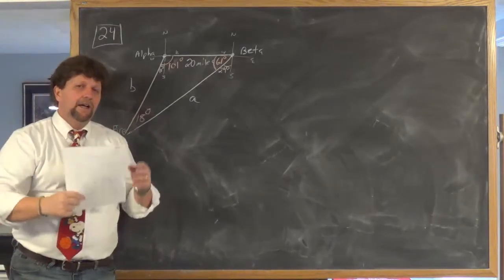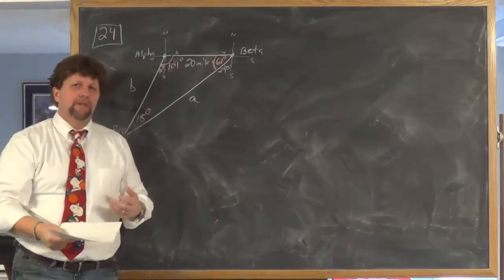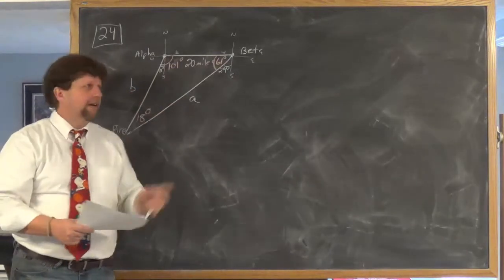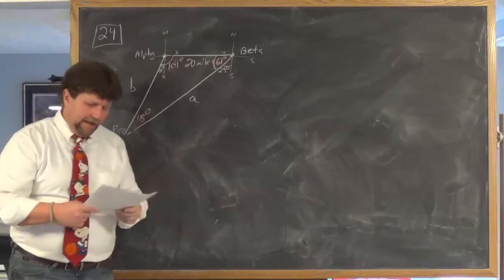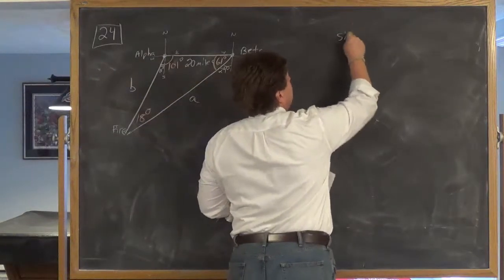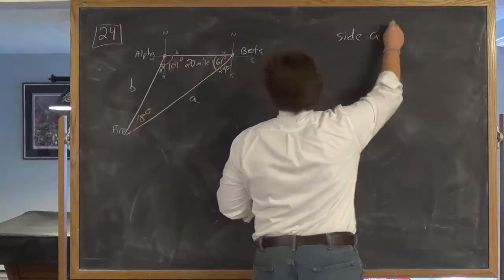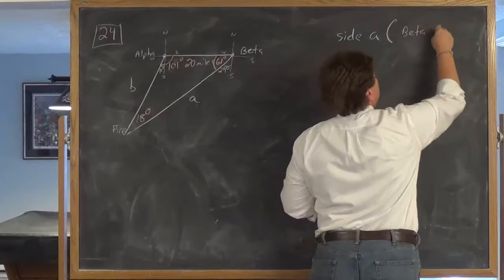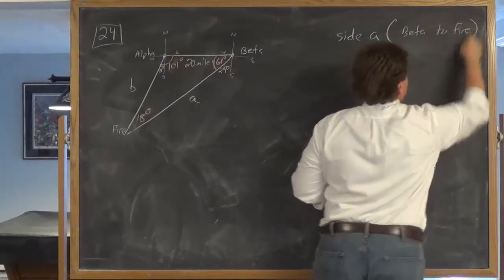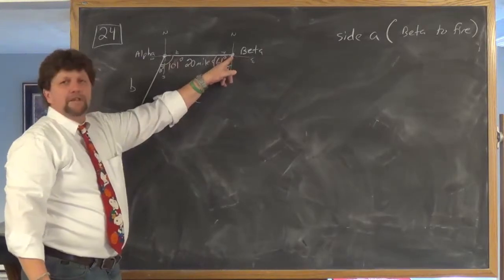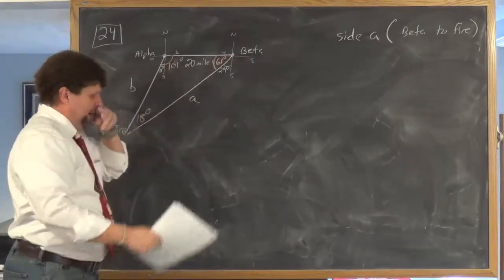Now we see a classic law of sines application. I have to find the length of B, the length of A. I have to find side B and side A. So let's come over here to the side. Let's find side A. And notice side A of this triangle is the distance from lookout station Beta to the fire.